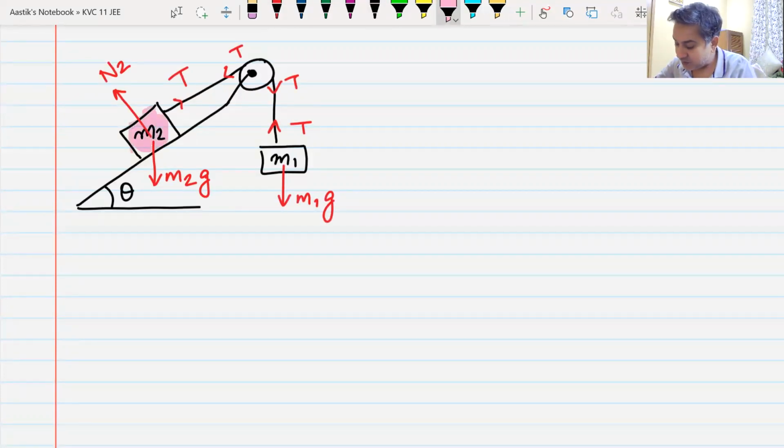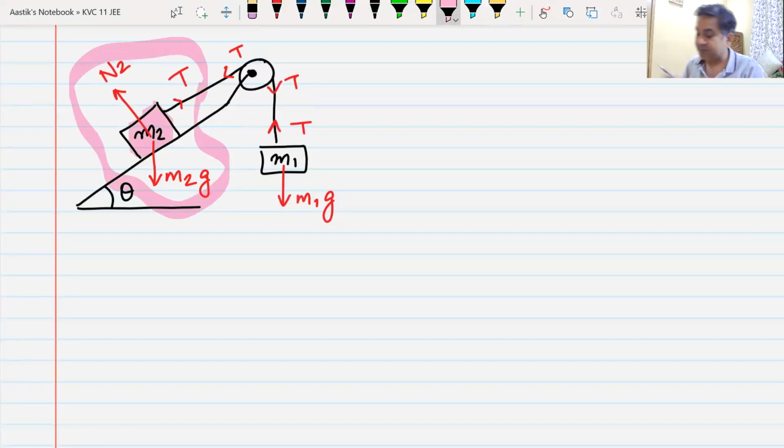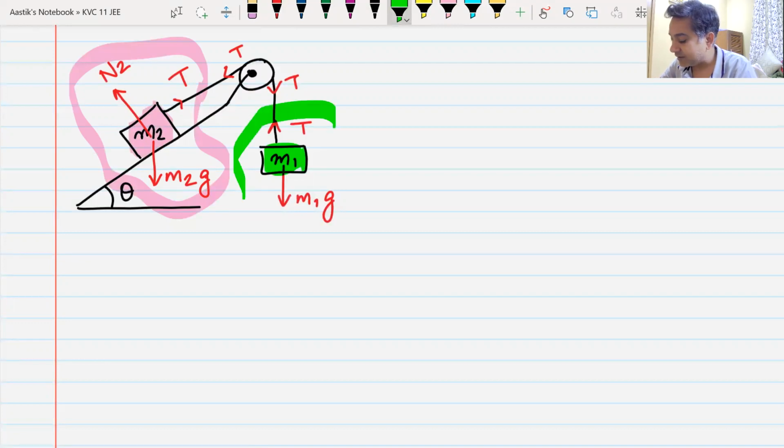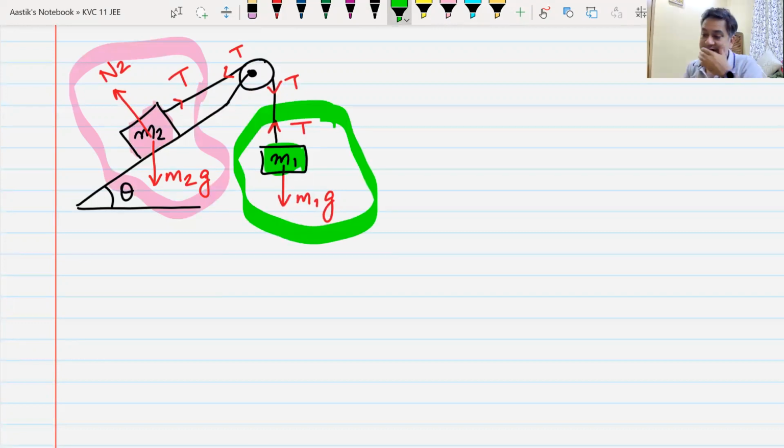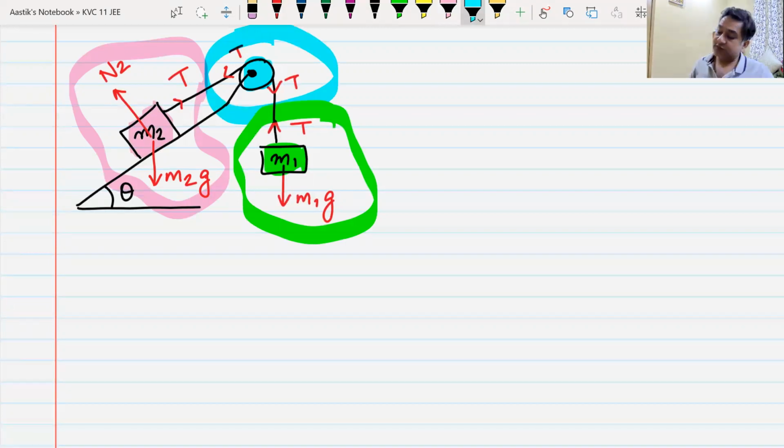This is my pink block, and the pink thing is the free body diagram of this pink block. I hope you understand this. Yes or no? This is the green block, and it has a very simple free body diagram. One force upwards, one force downwards, that's it. This is the pulley, the blue pulley, and this is the free body diagram of the pulley. I've not drawn the force by the hinge on the pulley anyways. Do we understand this? Yes or no?